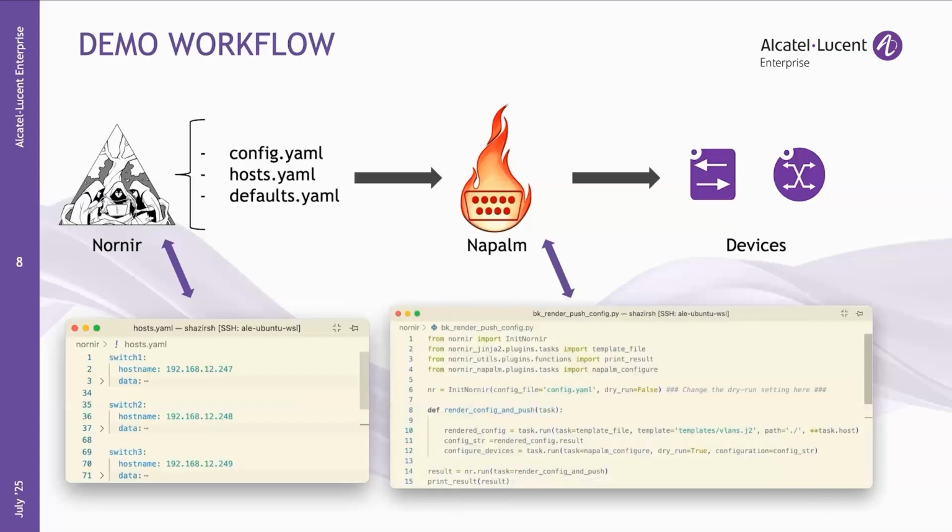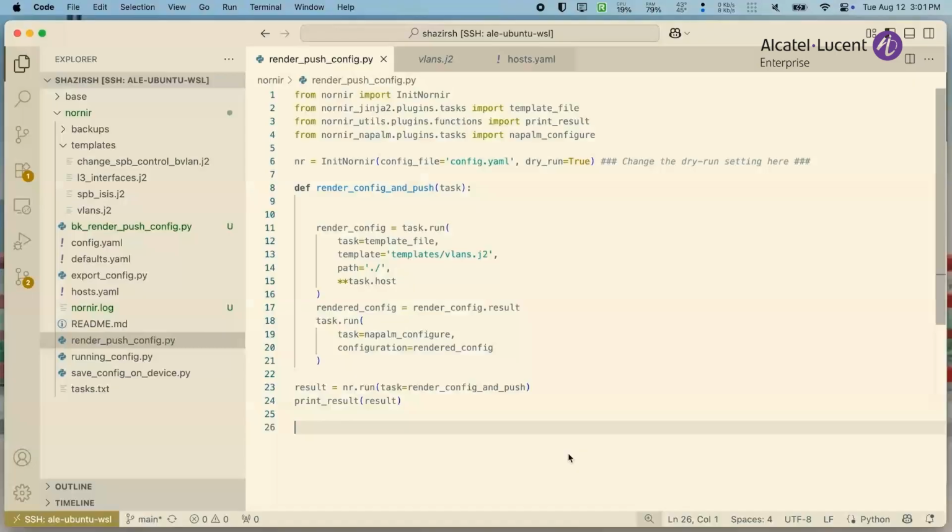Nornir uses Python scripts to define automation tasks. This script imports Nornir and initializes it using the config.yaml file. Then we have the Nornir task, which in this case renders device-specific configuration based on a template file, and uses Napalm to push the rendered configuration to each device.